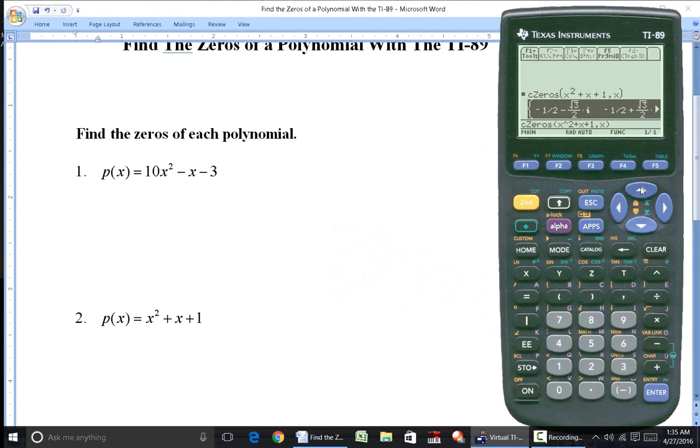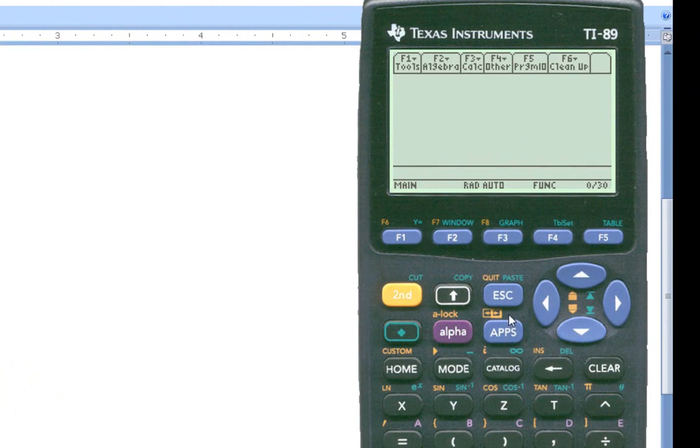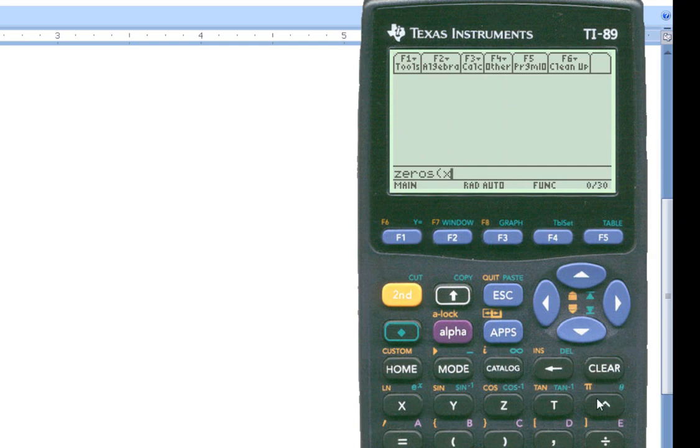Okay. Let me clear this, and this time I'm going to clear the whole thing, so you make sure you have the steps here. So we'll hit the F2. Let me go to the next one. So F2, and again, just to show you that in this one, just like in the one we did in the last video, if I just use the zeros one, number 4, and type this in, x to the second plus x plus 1, comma, and then the variable is x, close parentheses, and I hit enter.